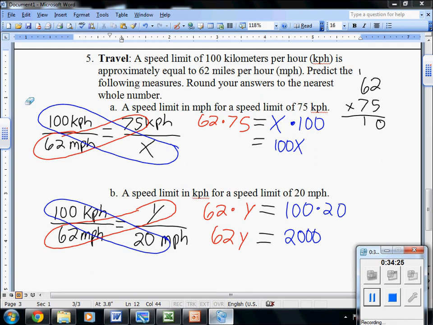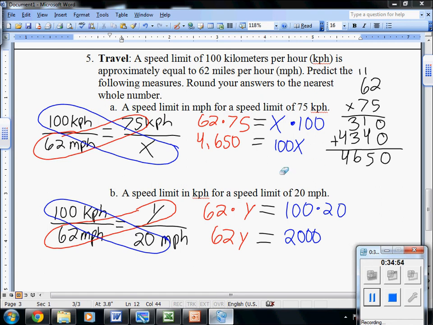62 times 75. 5 times 2 is 10. 5 times 6 is 30, plus 1 is 31. Drop a 0. 7 times 2 is 14. Put a 1 up there. 7 times 6 is 42, plus 1, we're at 43. Add those together: 0, 5, 6, 4. So 4,650. That's what that one's going to give us.